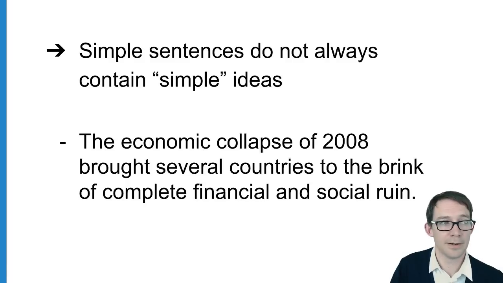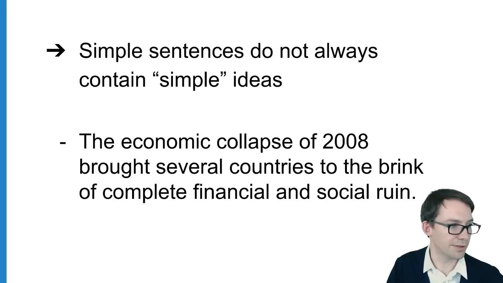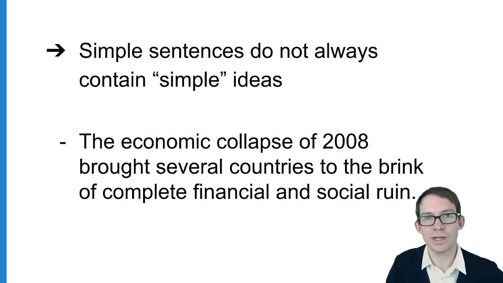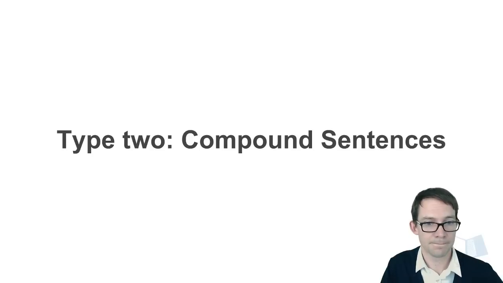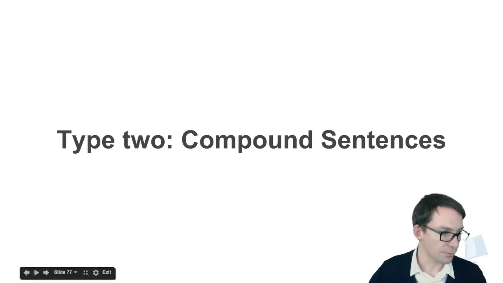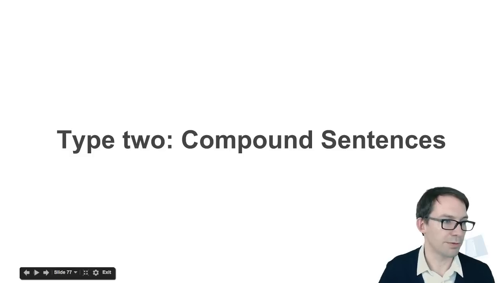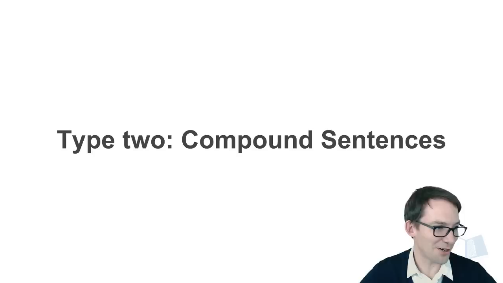What I want to talk about now is how can we combine these simple sentences? Okay, how can we expand on this? What can we do with simple sentences? And that brings me to type 2. Okay, so compound sentences, and I see John is already talking about fanboys, which I'm going to mention in a bit too.